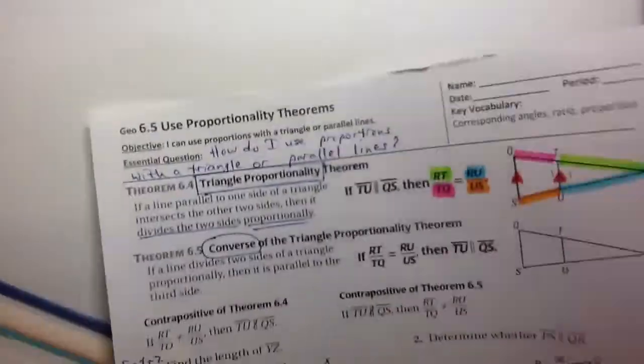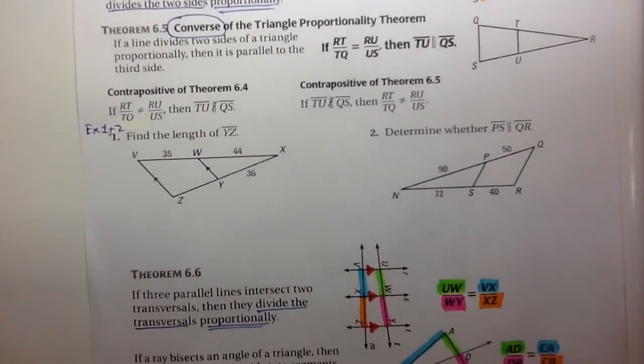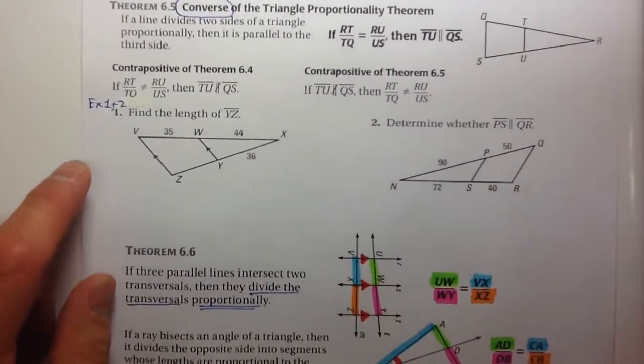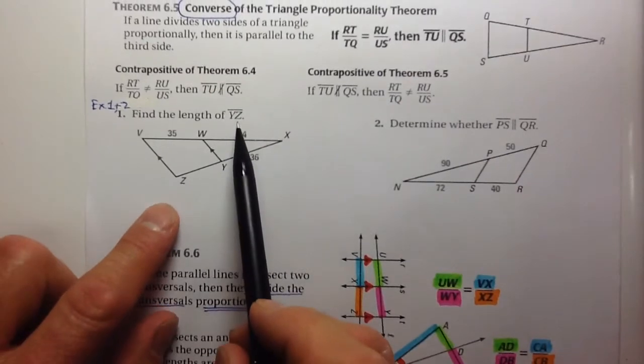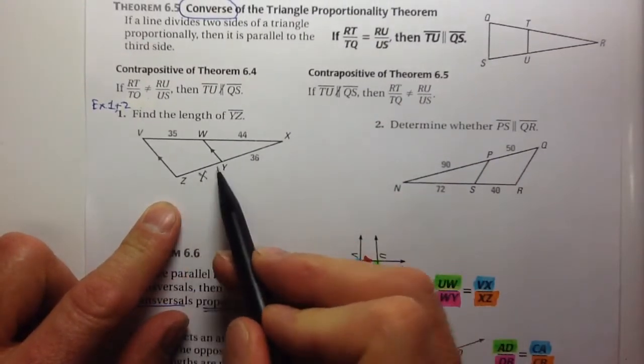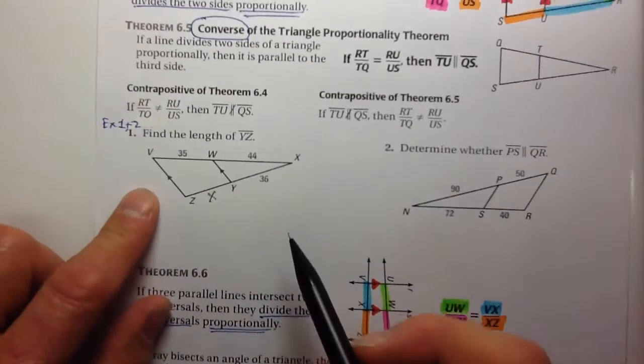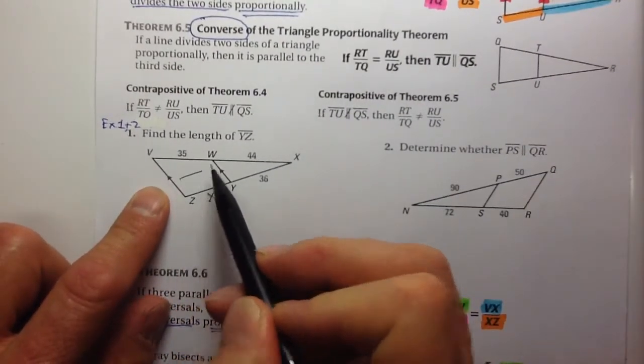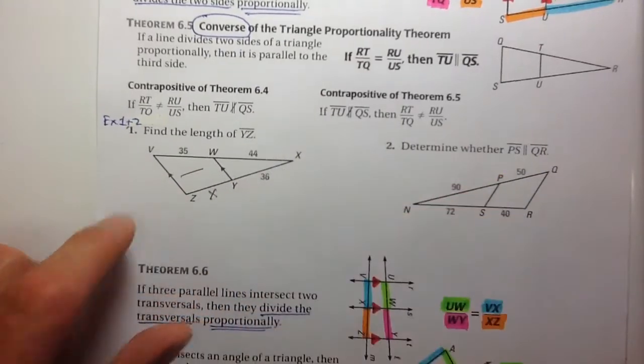Okay, so you are ready now for what's here in the notes. And so notice they're asking us for YZ. So let's call that X. This length right here is X. And you can set this up however you want to. Not really however you want to, but there's lots of ways to set this up.